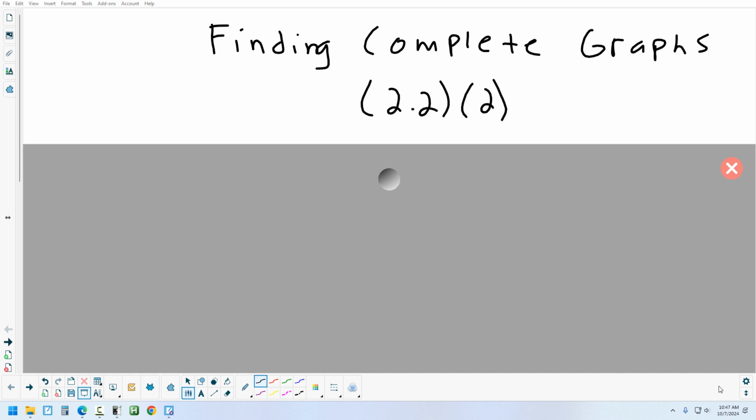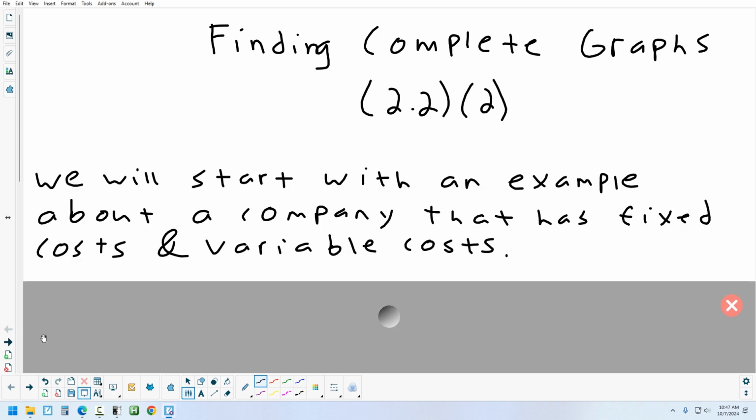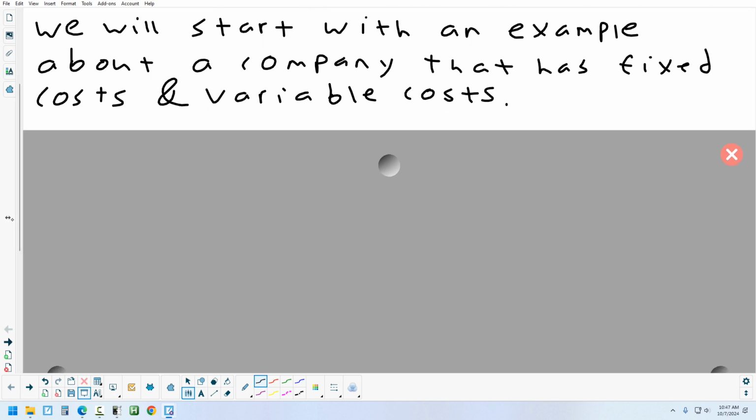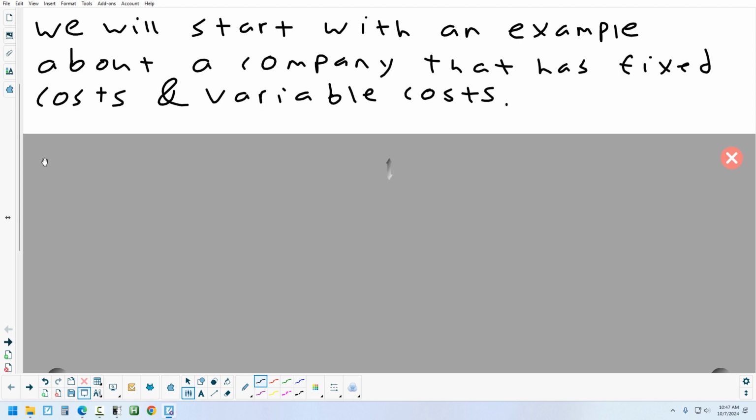All right, so last time we were in the middle of section 2.2, and we're going to pick up where we left off, and we're going to use the graphing calculator to solve a problem on a company that has fixed costs and variable costs. Okay, and it'll make more sense, I think, as I show you the question.